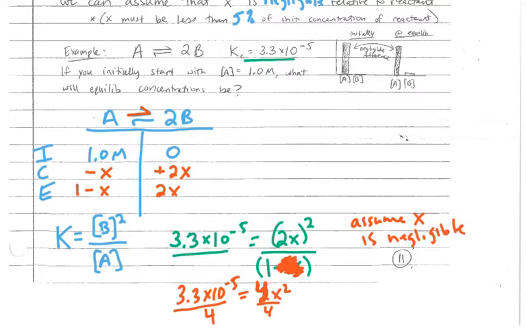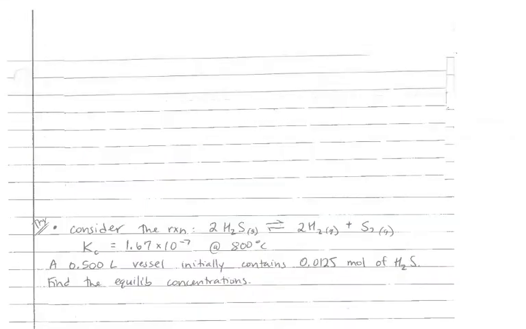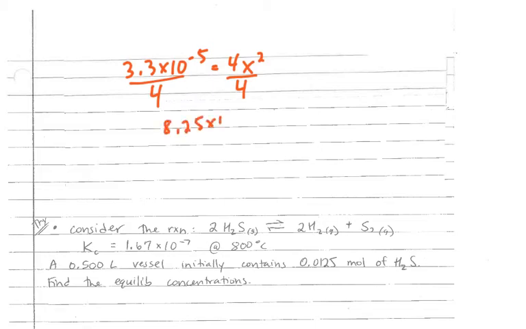I'm moving this to the next page. Let me actually just move this whole thing. I'm going to rewrite that out. So we had 3.3 times 10 to the negative fifth equals 4x squared. 2x in parentheses squared is going to be 4x squared. Divide both sides by 4, and we get 8.25 times 10 to the negative sixth equals x squared. Then take the square root of both sides, and you get x equals 0.00287. So that's our value of x.